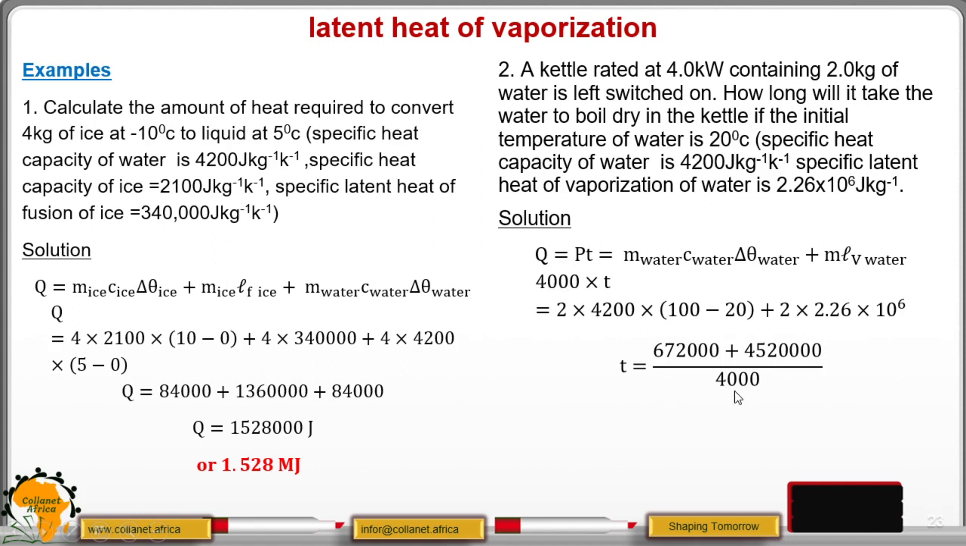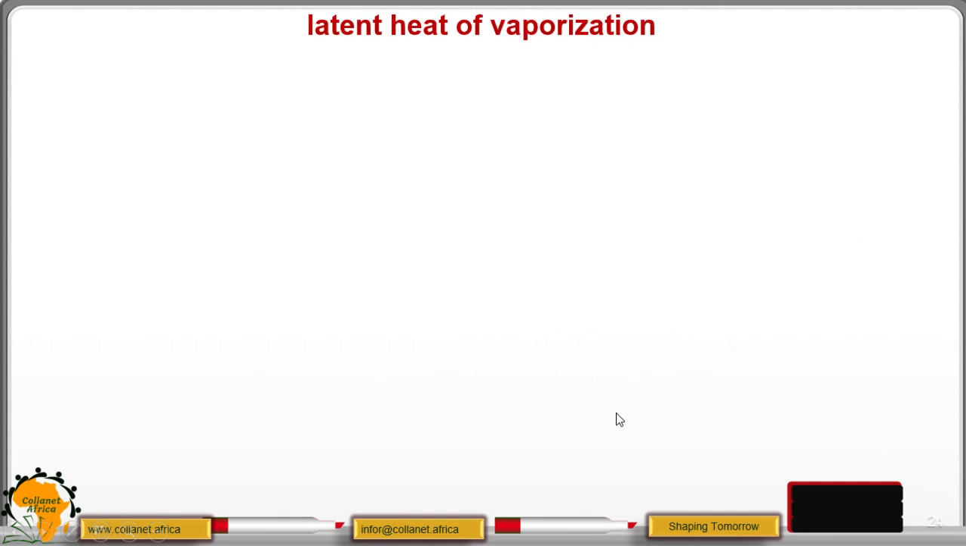To get T, you divide through by 4,000. When you add and divide, you get 1,298 seconds. That will be the time taken. Then from there, we move to another example.